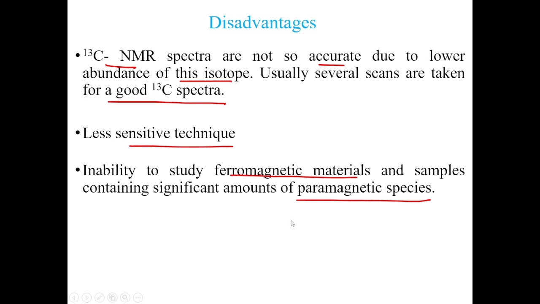If a sample contains paramagnetic material, obviously it will be affected by the external magnetic field and then produce confusing peaks in the spectra.